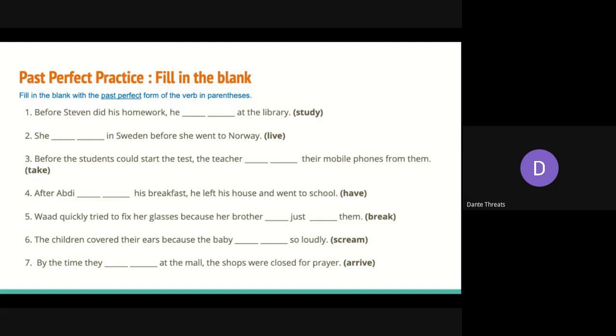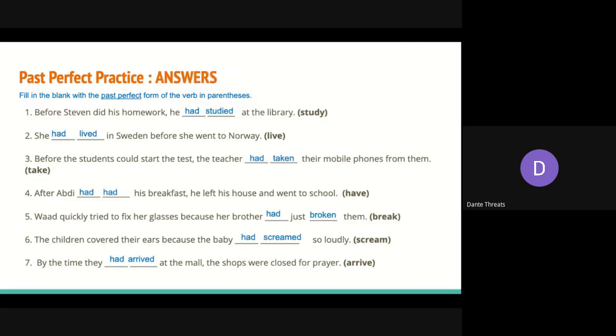Okay, let's look at it. Had studied, had studied, had lived, had taken, had broken, had screamed, had arrived. Remember, with this adverb here, just is in between had and broken. Okay.